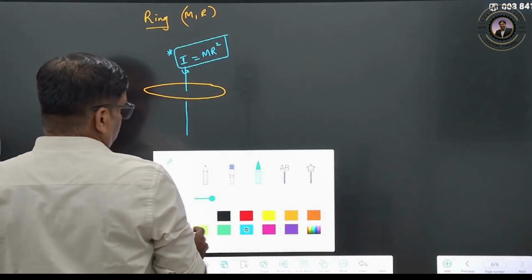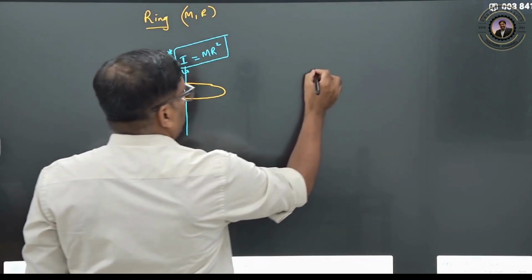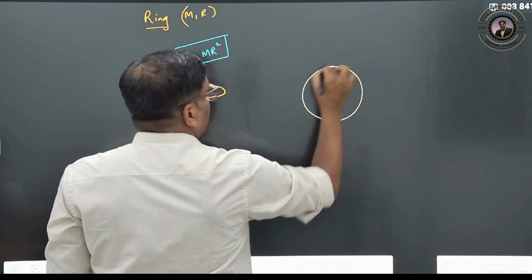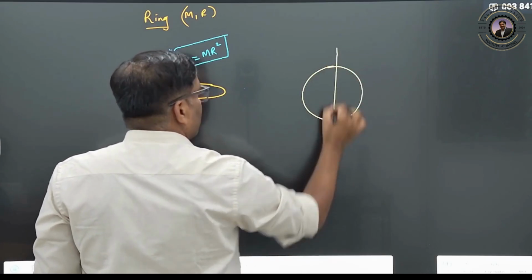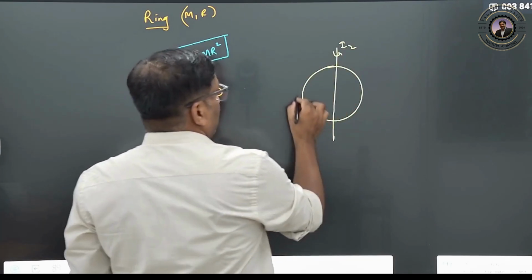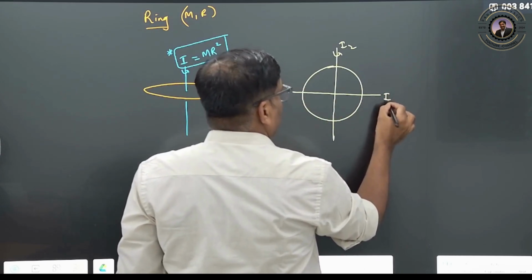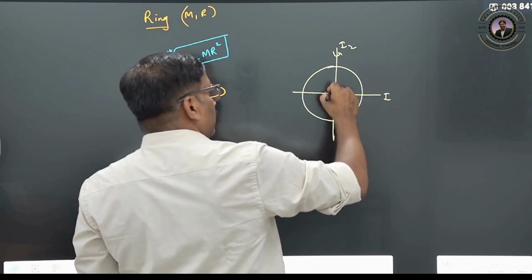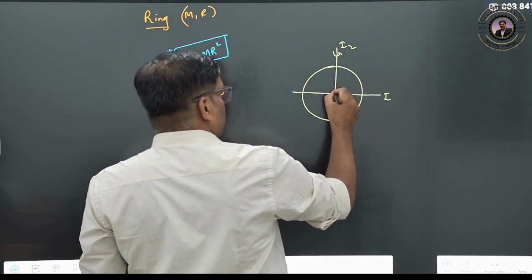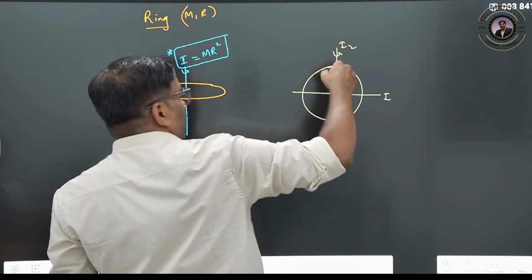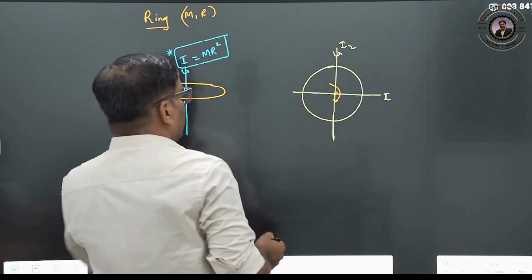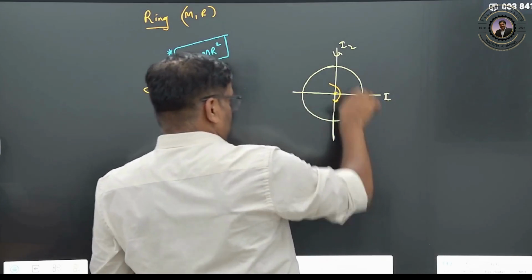Now we will take the moment of inertia. This is the axis passing through the center. Now, this is your ring. We take the moment of inertia along the diagonal of this one. This is your I2. Diagonal means, here, along the x-axis, so this also will be I. We know the moment of inertia passing through the center is mr square. This is along the x-axis.